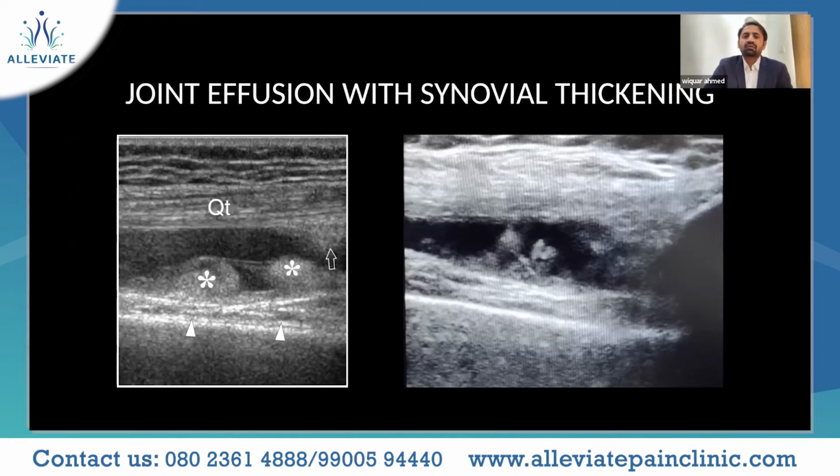Joint effusion with synovial thickening is present, which is mostly and significantly seen in your rheumatoid arthritis. I do have a slide for that. And here the asterisk also you can see. This is the quadriceps tendon below which you can see.